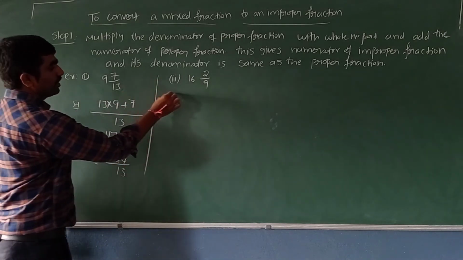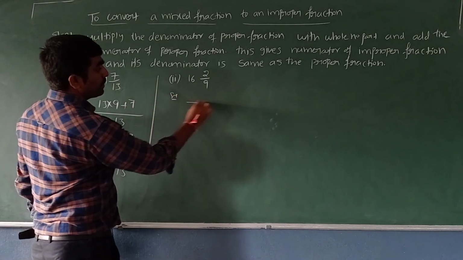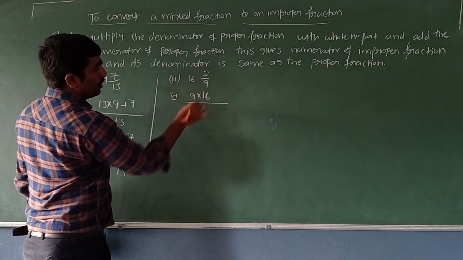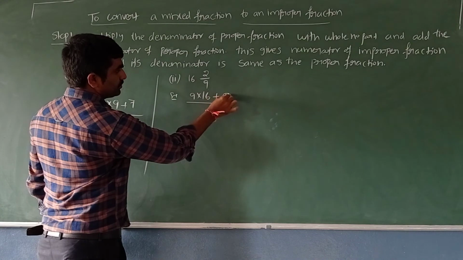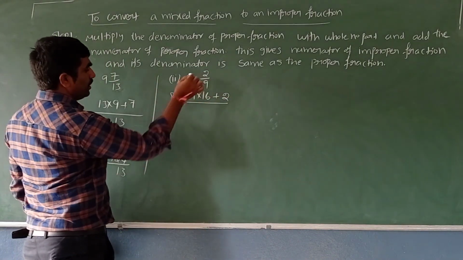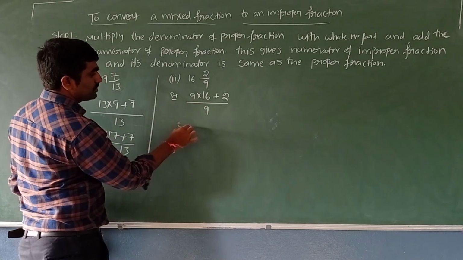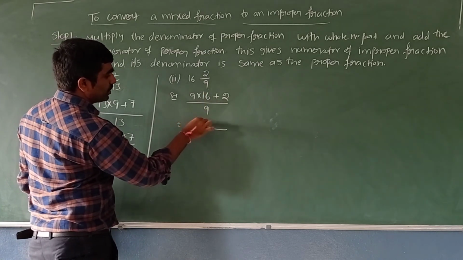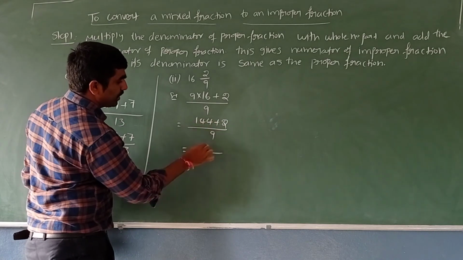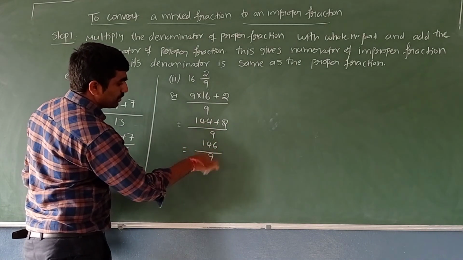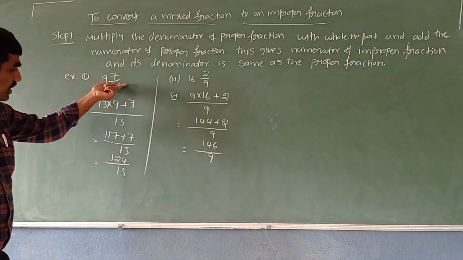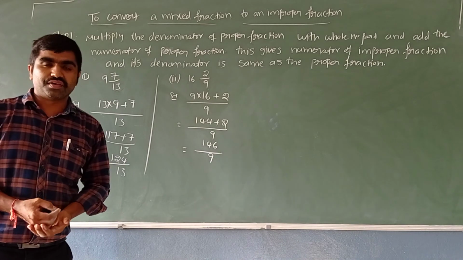Now let's see one more. Solution: multiply the denominator with the whole number part, add the numerator, which becomes the numerator of our improper fraction, keeping the same denominator. It is equal to 16 9s are 144, plus 2, by 9. So 144 plus 2 is 146 by 9. That is the way we can express the given mixed fraction as an improper fraction.